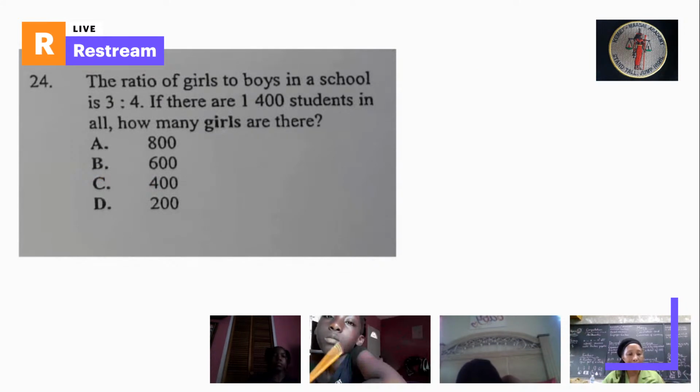Number 24, the ratio of girls to boys in a school is 3 to 4. If there are 1,400 students in all, how many girls are there?